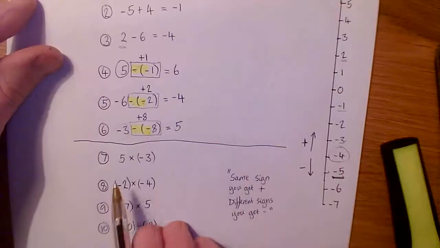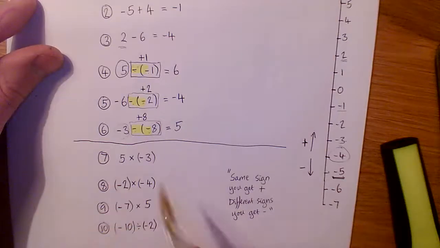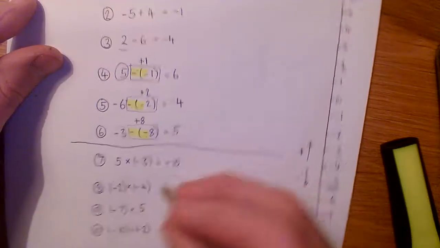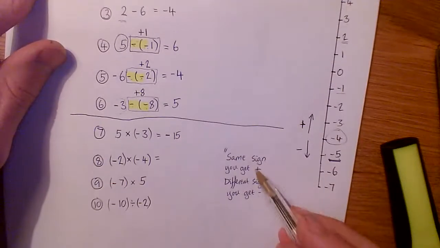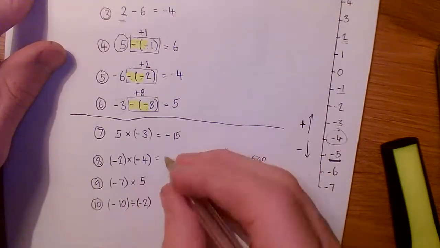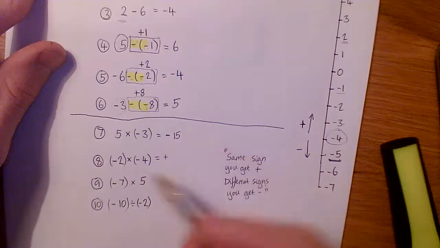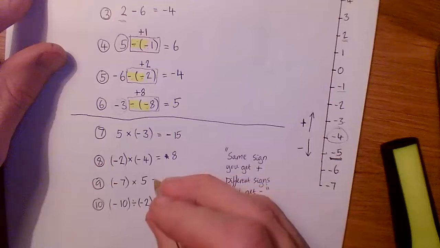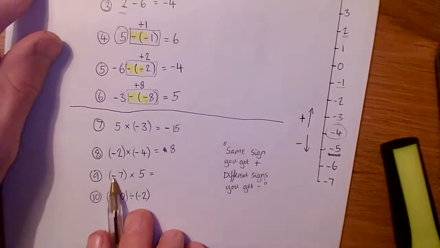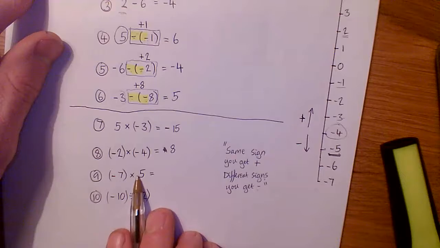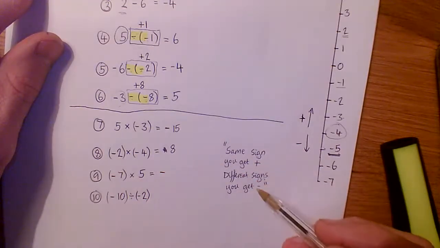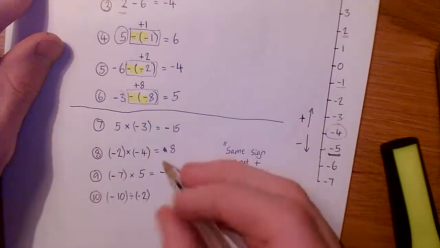So here I have different signs. It's positive 5, but negative 3. So that's going to give me a negative answer because different signs give you a negative. 5 times 3, 15. Same signs, minus and a minus. So we're going to get a positive answer. 2 times 4 is 8. And normally we just write it as 8. We wouldn't normally bother with the positive sign. Different signs again. We've got a negative on this one and nothing here, which makes it a positive. So negative times positive is negative because they're different signs. So we get a negative. 7 5s, 35.